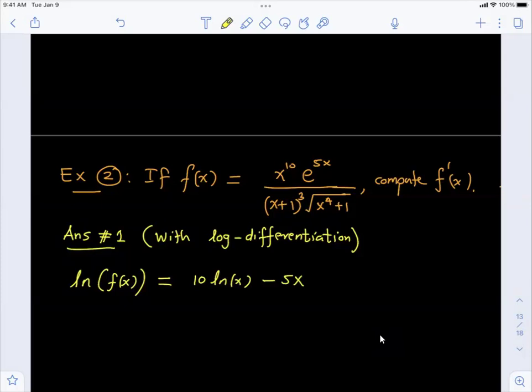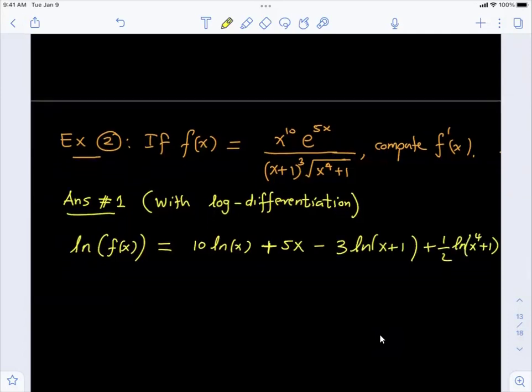And then, okay, so this is not a minus, it should be plus because both of these terms are in the numerator and these two terms are in the denominator. Therefore, you will have a minus in front. So minus 3 ln of x plus 1, and then square root is power of 1/2, ln of x to the 4th plus 1. Now, this is what we have.